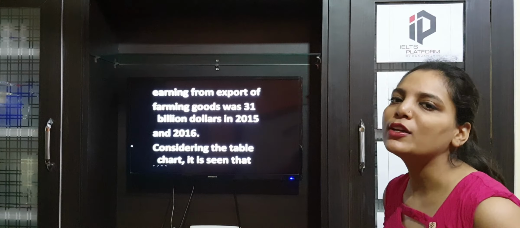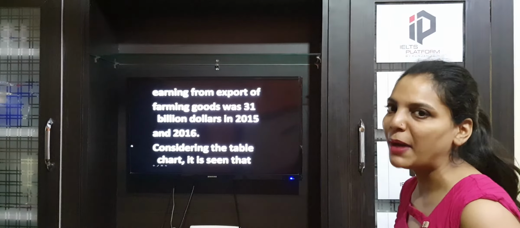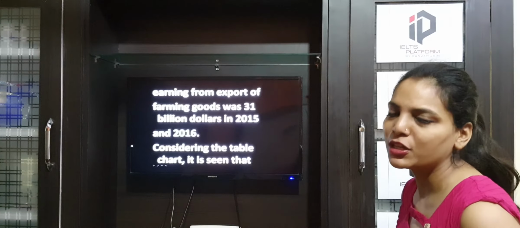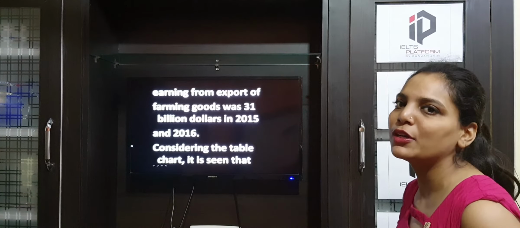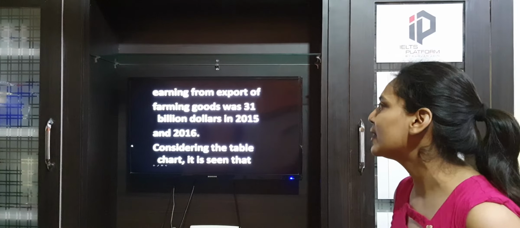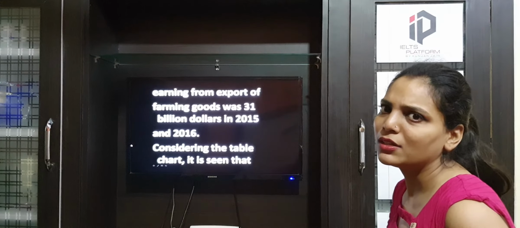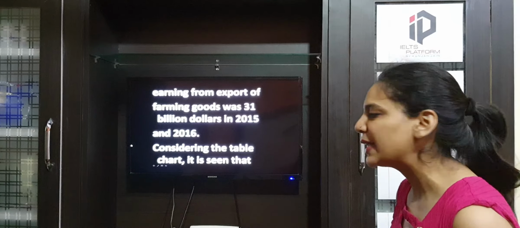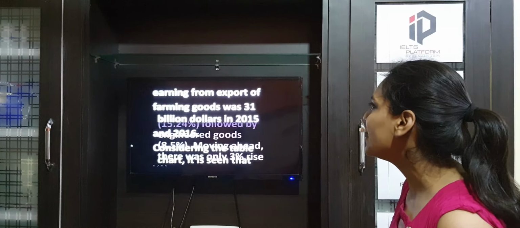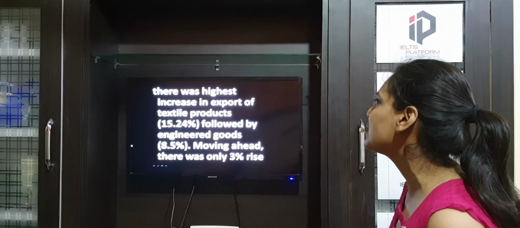Now we are going to switch to the table graph. So leave one line and change your paragraph starting from the extreme left. Now, because I am going to see the table graph, I am going to write about the table graph now. So what I have written: considering the table chart. Now when I look into the table chart, what I can see, it is seen that there was highest increase in export of textile products.